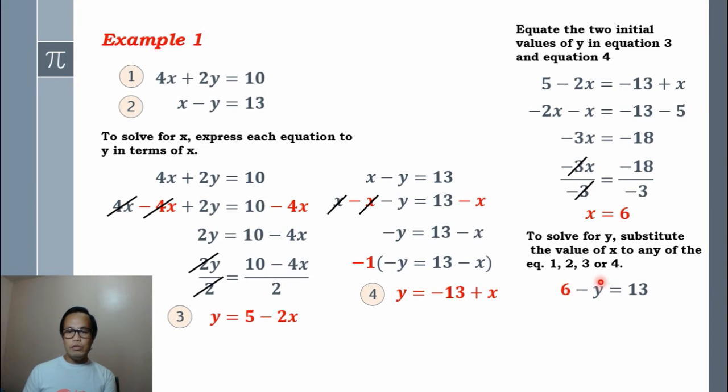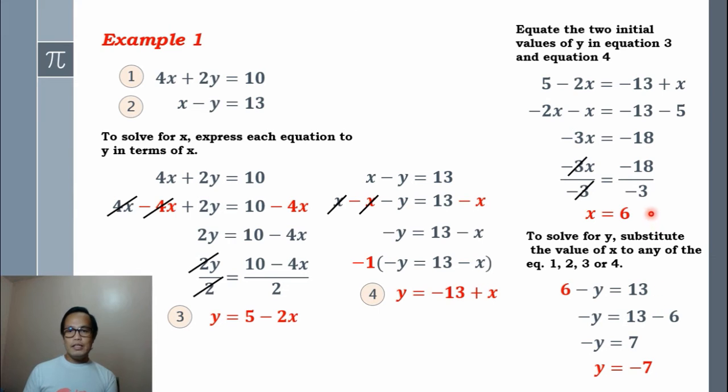Now, since we are going to solve for y, we subtract 6 at the left side. Of course, we will also subtract 6 at the right side. So this will be cancelled out. What remains at the left side is negative y. Then, 13 minus 6 is, of course, positive 7. Now, since our y is negative, as I've said, our variable should always be positive. So we need to either multiply both sides of the equation by negative 1 or divide both sides of the equation by negative 1. So this shall become y equals negative 7.